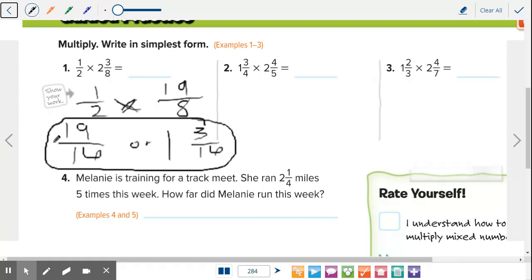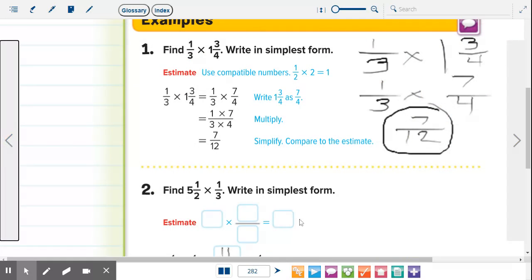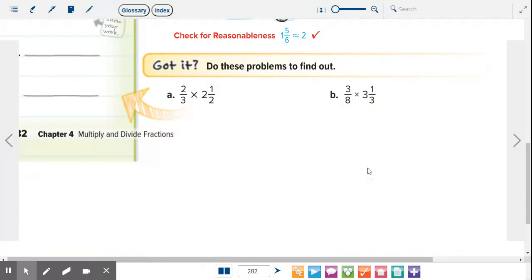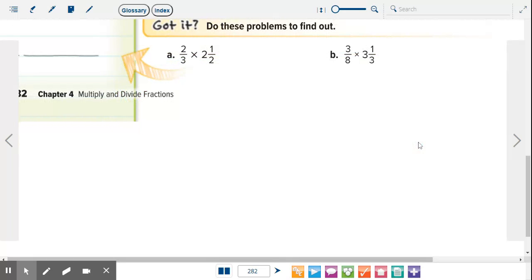All right, so I want you guys to go back, and I want you guys to do A and B at the bottom of page 282. So you're doing A and B. Okay, so you're just multiplying those out, and then you solve them. All right, here we go.